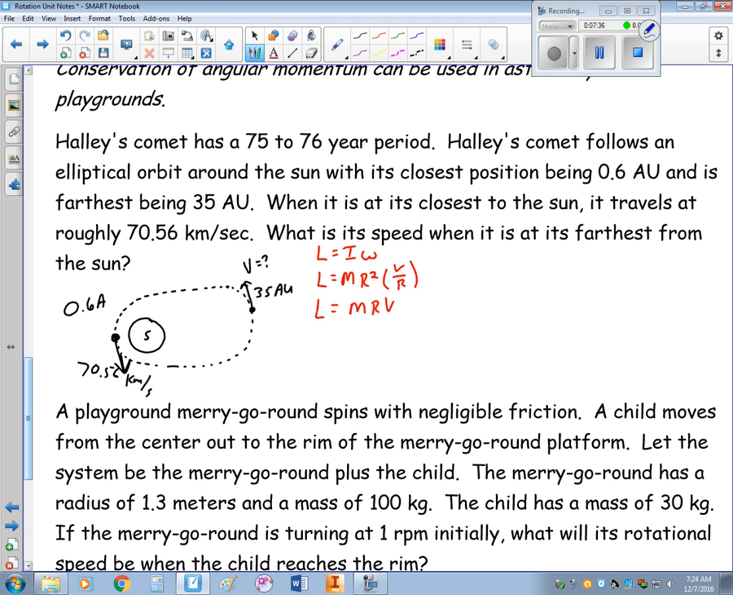Conservation of angular momentum tells us that the change in object 1's angular momentum plus the change in object 2's angular momentum equals 0. Well, I only have one object, so I can get rid of this term right here. So that means that the change in Halley's Comet's angular momentum must equal 0. Well, that means final minus initial. Well, that basically means that Halley's Comet's final angular momentum must equal its initial angular momentum.